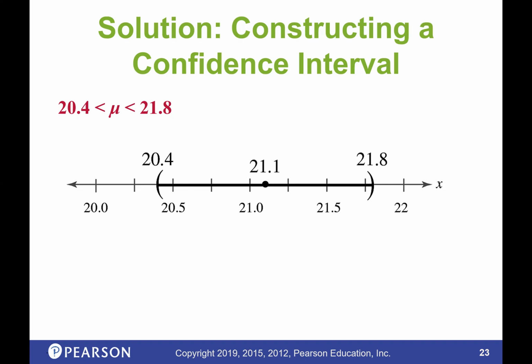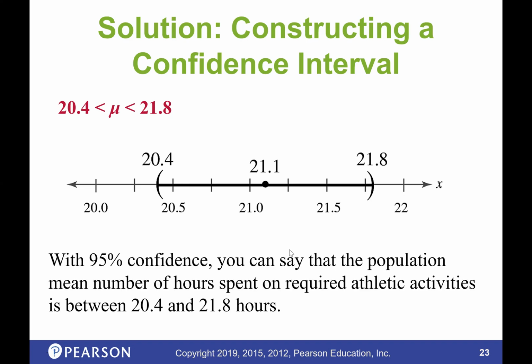True. Okay. All right, so here's the way they say it here. With 95% confidence, you can say that the population mean number of hours spent on required activities is between 20.4 and 21.8. Same thing, but you want to give the verbal statement here. Okay.